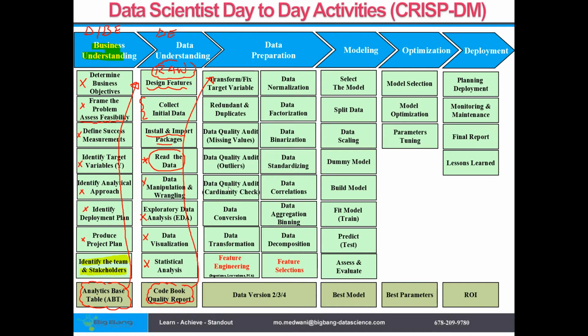So we are going to stop here, and let's assume that we understand the problem, and now we were able to design the ABT, and we transformed the ABT into features. Then we collected the data with the features from different servers, different resources, in different formats.